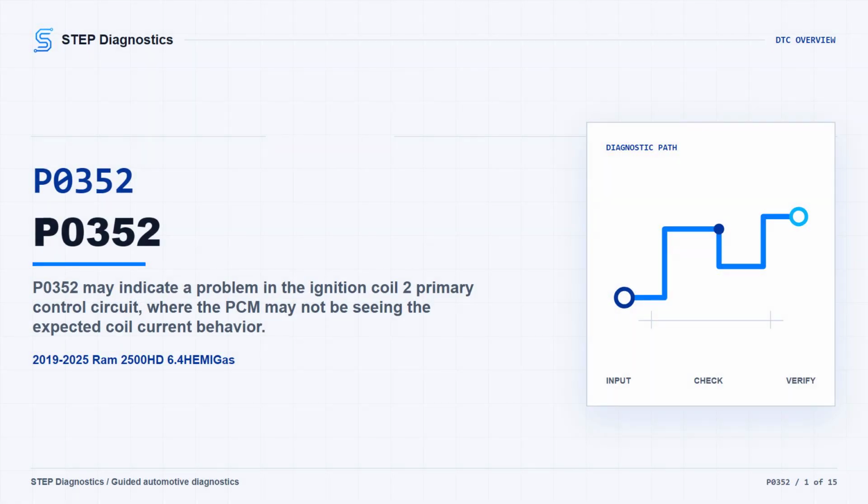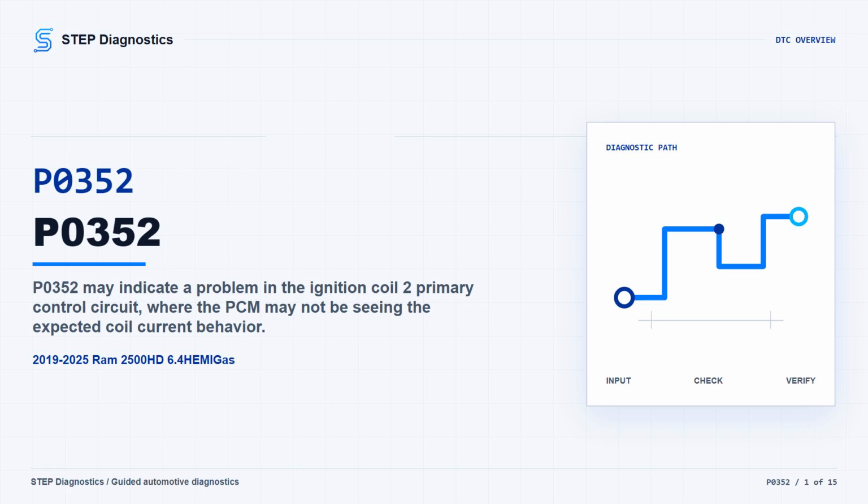On this Ram 2500 HD with the 6.4 gas engine, P0352 is an ignition coil primary circuit fault for coil 2. In plain language, the PCM may not be seeing the expected current behavior on that coil control circuit. The driver may notice the MIL, and the engine may run rough, stumble, or misfire depending on when the fault is active. Broadly, this can involve the coil power feed, the coil 2 control circuit, the coil and plug condition, connector issues, or the PCM driver.